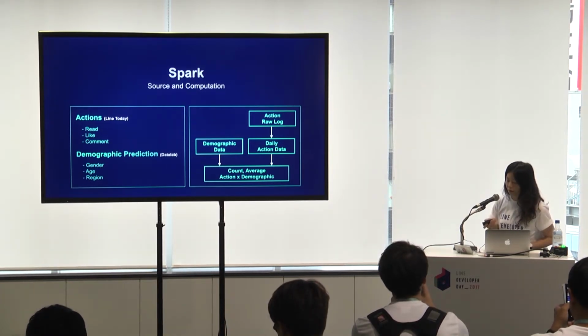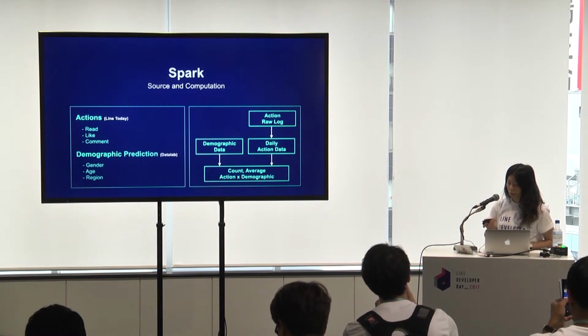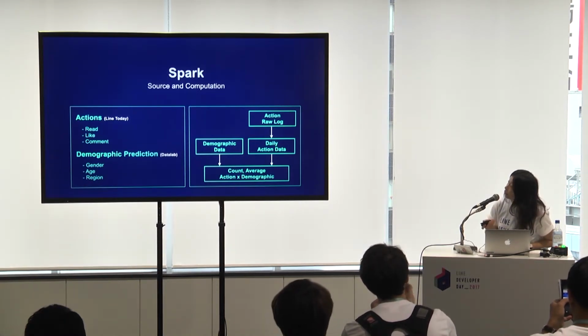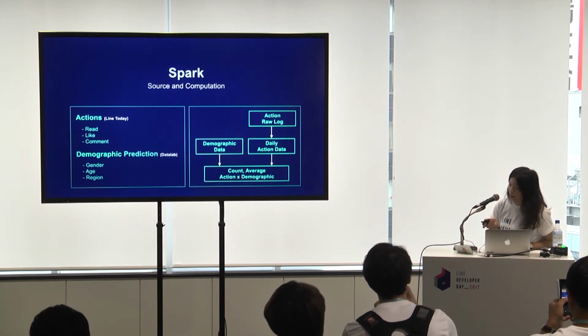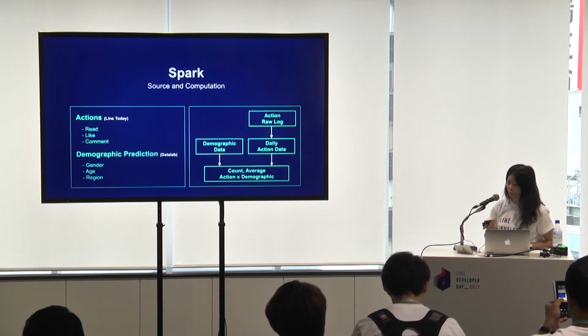First, we process the news raw logs, happening every millisecond, into a daily basis. And we combine the demographic data and our daily action data all together. And we compute the metrics we are interested in. Like, what's the average page view for Taiwan Line users who are under 20 years old?